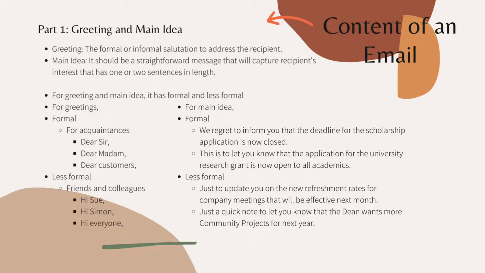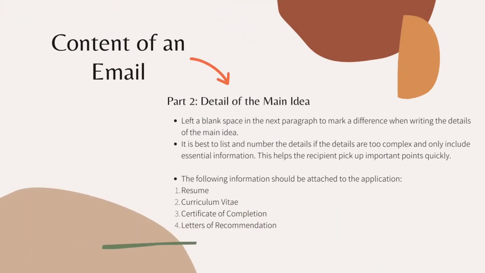And the second example is: just a quick note to let you know that the Dean wants more community projects for next year. Next, the body of an email should have the details of the main idea. Details of the main idea should be written in the next paragraph. Leave a blank space to mark a difference between the greeting or main idea and the details.